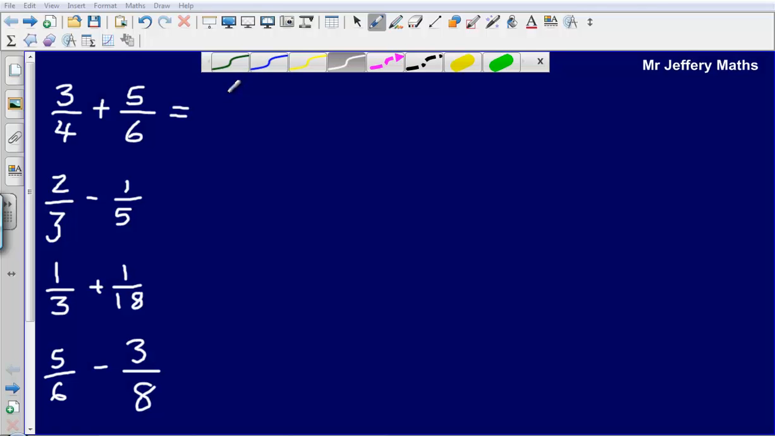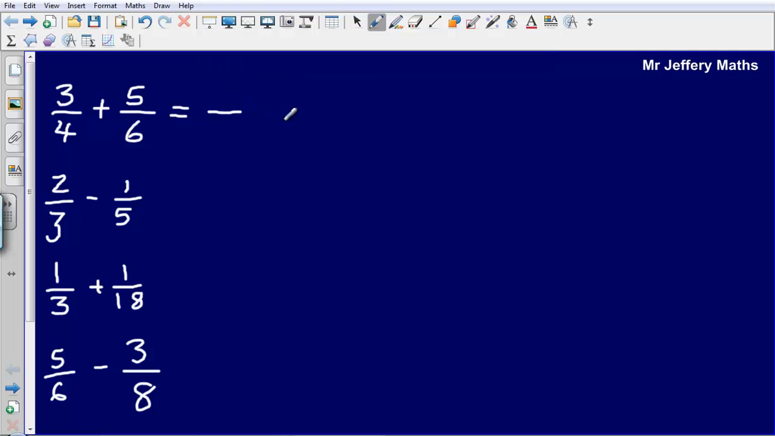Hello and welcome to a video looking at adding and subtracting fractions where the denominators, i.e. the numbers that are on the bottom of the fractions, are different. Now when the numbers on the bottom are different, we can't add or subtract the fractions as they are. We have to change them so that the denominators are going to be the same.